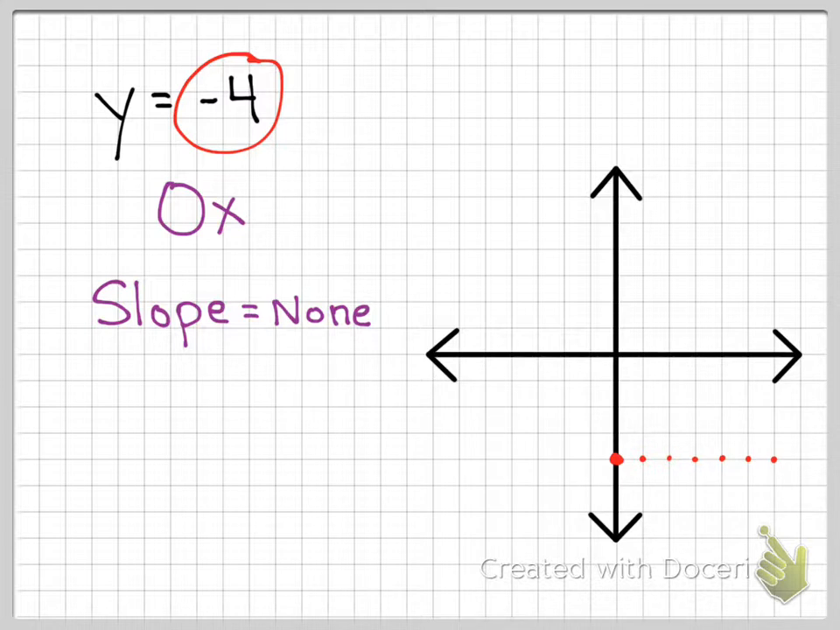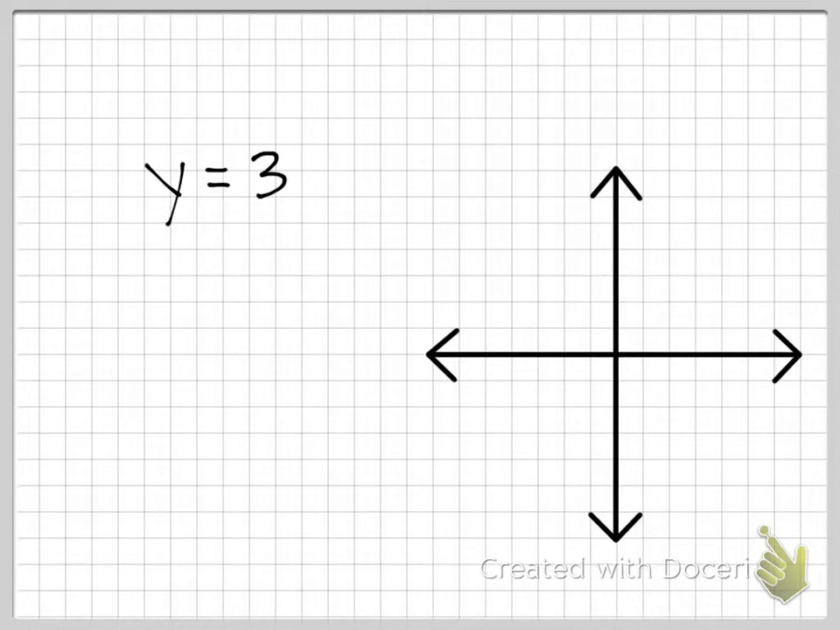And I can do the same thing backwards. If x is -1, y is equal to -4. If x is -2, y is -4. So on and so forth. So now I have my points, and I should end up with a line that has 0 slope, or no slope. So let's look at another one just like that.